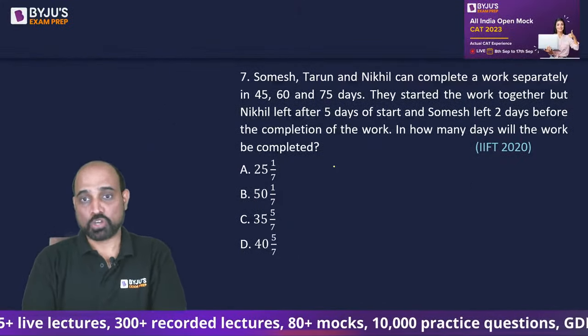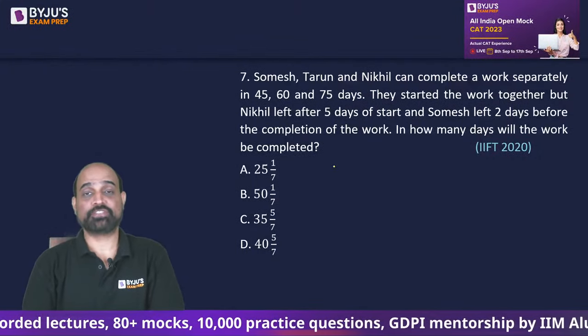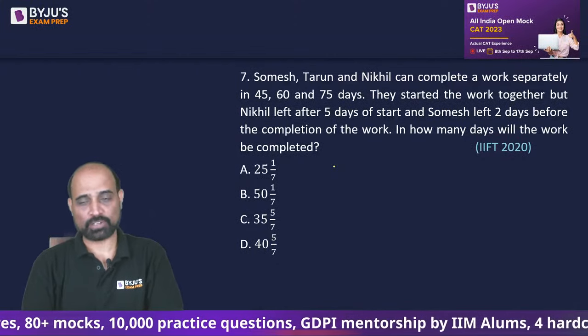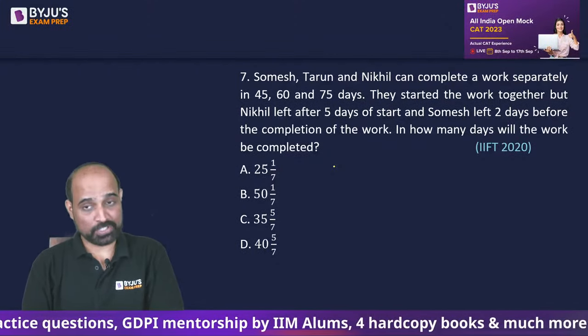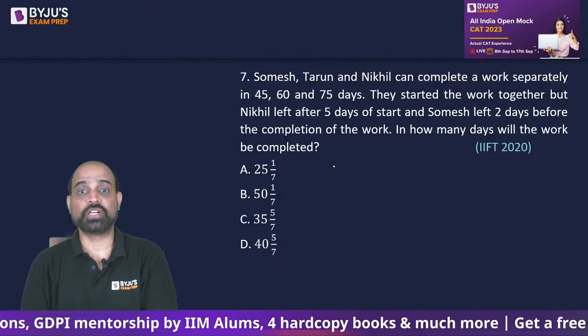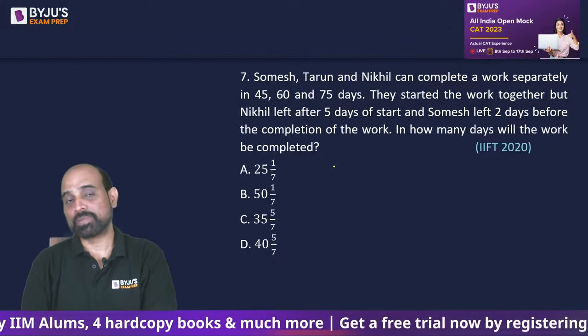Next, Somesh, Tarun and Nikhil can complete a work separately in 45, 60 and 75 days. They started the work together, but Nikhil left after 5 days of the start and Somesh left 2 days before the completion of the work. In how many days will the work get completed?